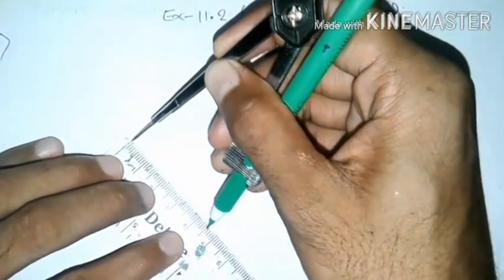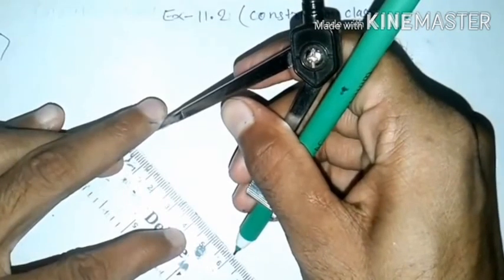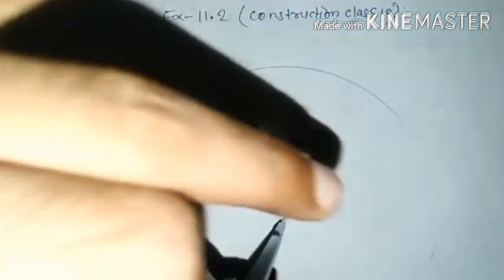Using your ruler, measure 6 centimeter and take 6 centimeter as radius. Draw a circle.